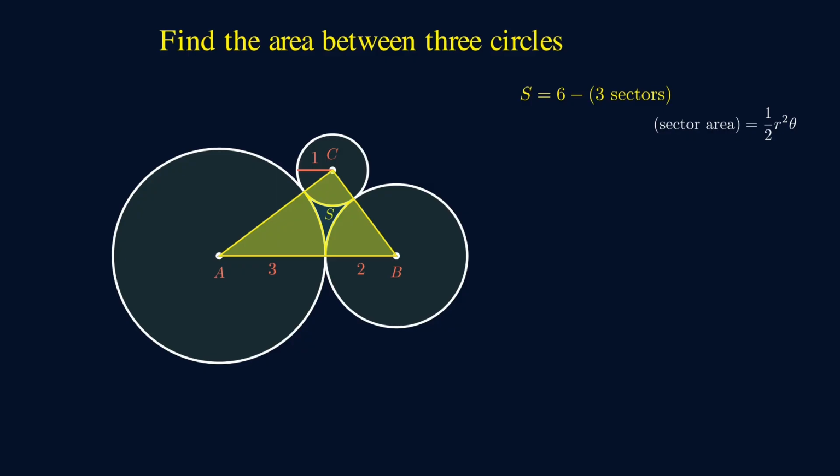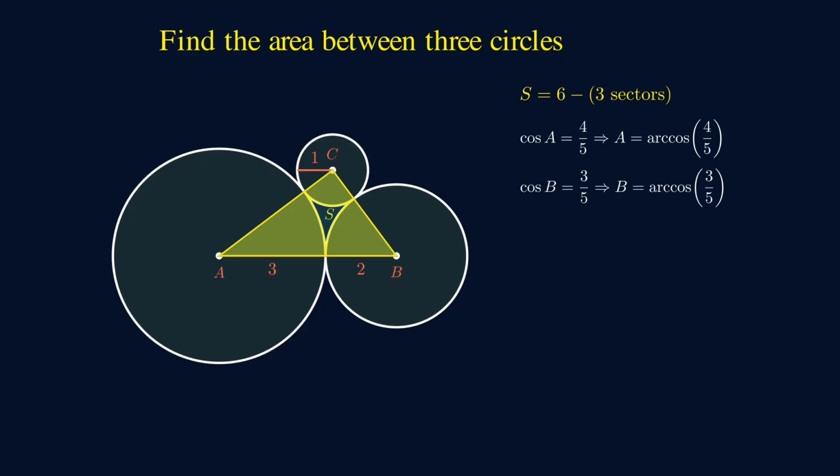Now let's name the angles of the triangle at the centers. Let's call them angle A at the left center, angle B at the right center, and angle C at the top center. Because it's a 3, 4, 5 triangle, we can actually find these angles using cosine. For angle A, the cosine is 4 divided by 5, so angle A is arccosine of 4 over 5. For angle B, the cosine is 3 divided by 5, so angle B is arccosine of 3 over 5. And angle C, since it's a right triangle, is 90 degrees, or pi over 2.